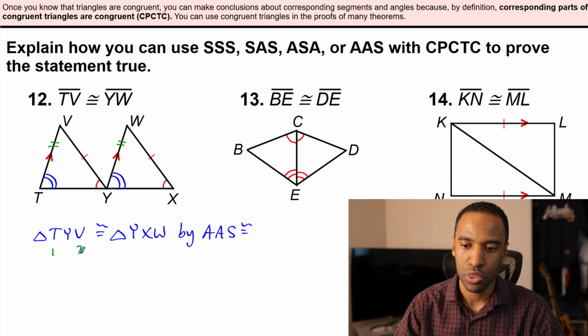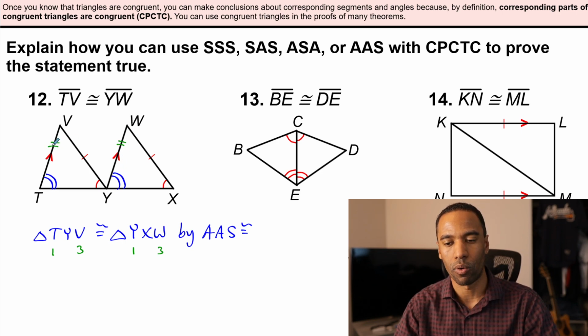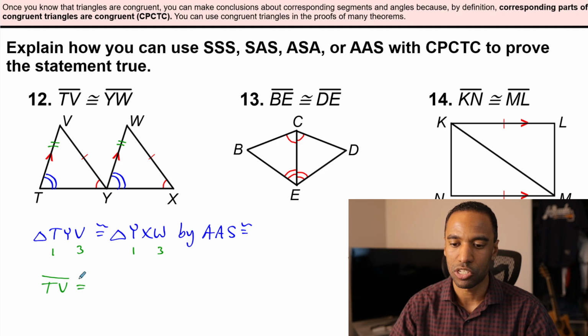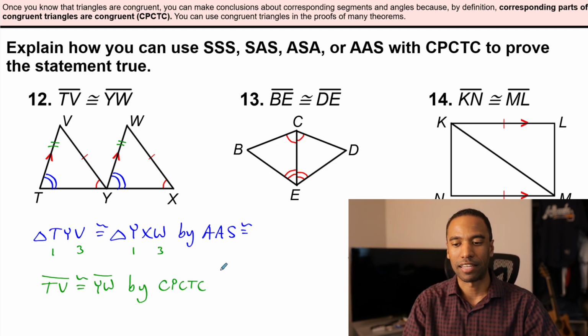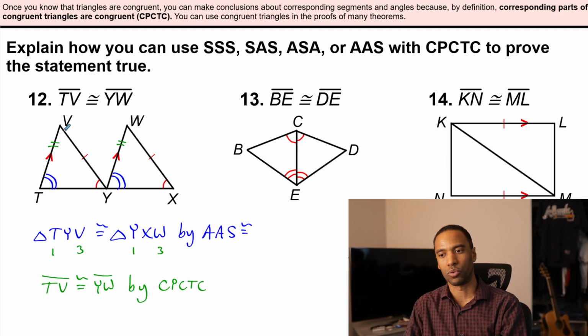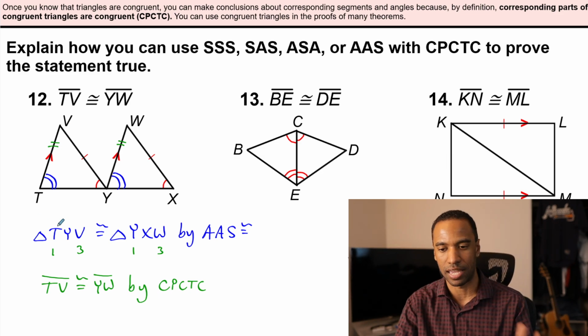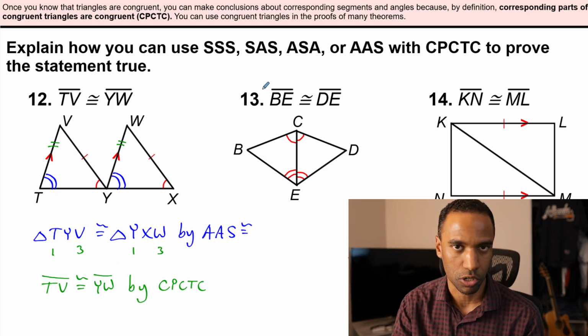T and V are the first and third letters of this triangle, and Y and W are the first and third letters of this triangle. You betcha, guys. These are the corresponding parts here. And so, yes, segment TV is congruent to segment YW by what's called CPCTC. The fact that the triangles are congruent means that the corresponding parts are congruent. Therefore, those segments are congruent. So it's just another added step. That's it. It's just one more final step in saying that you found out the triangles were congruent, and hey, CPCTC says that those are congruent.